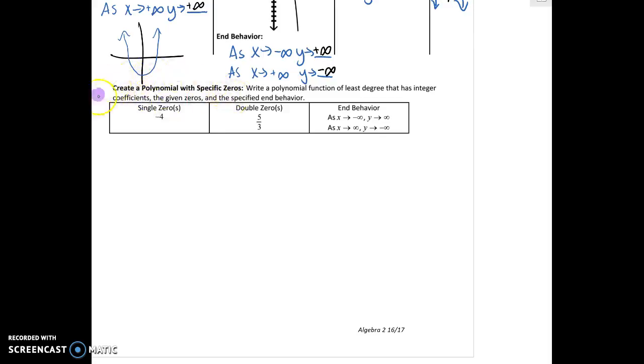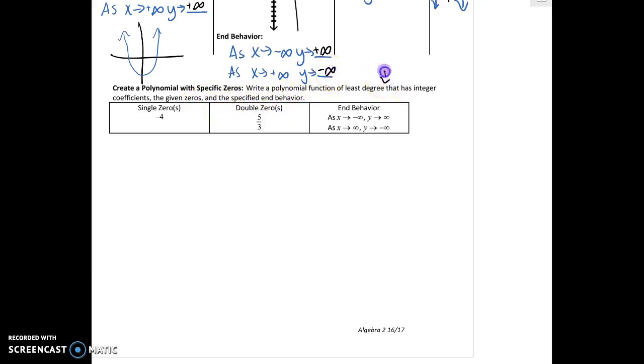Alright, I want you to create a polynomial with specific zeros. So this is a little bit of a stretch from what we've done in class, but not anything you guys can't handle. So one thing that I'm going to change right away, it says write a polynomial function of least degree that has integer coefficients, the given zeros, and the specified end behavior.